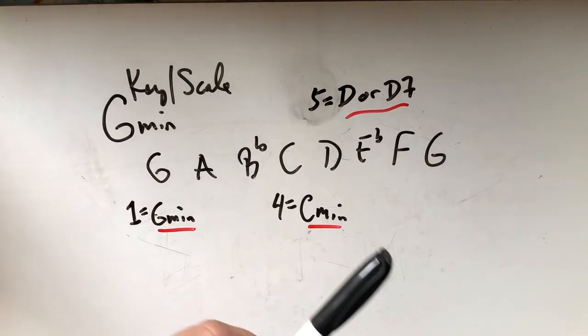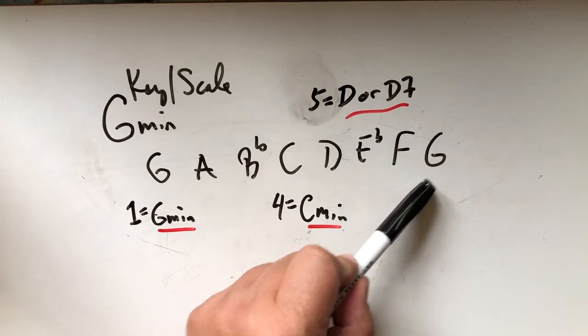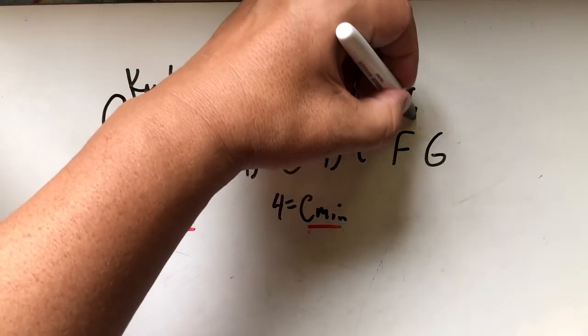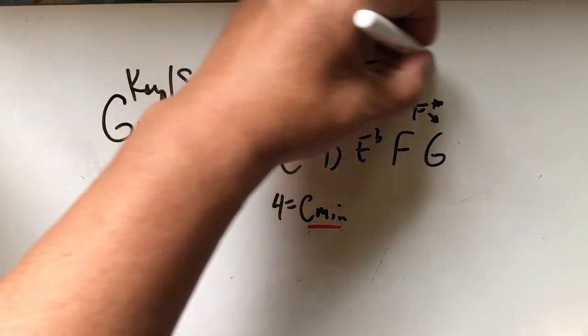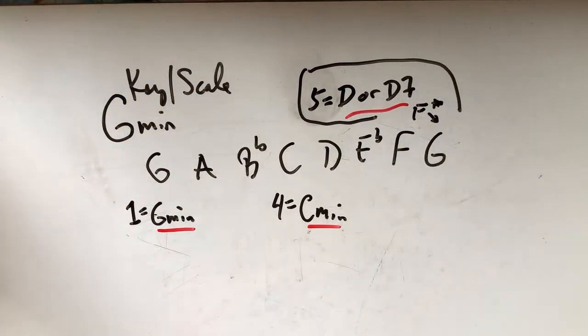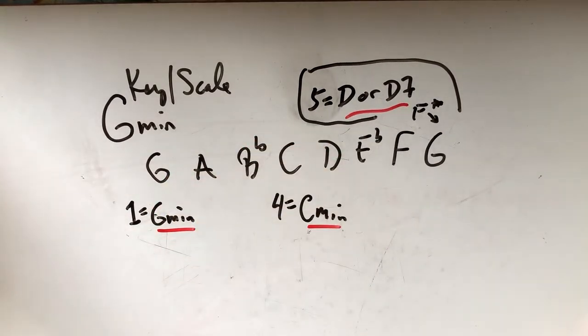And because of sonic reasons, we have made an F sharp to pull us there when we make our 5 chord, because its job is to pull us to the 1 chord or to the 1 note. And that's why we have a D major or D7 chord. And that's it. So you can think of it like that.